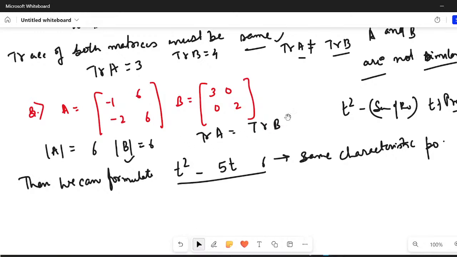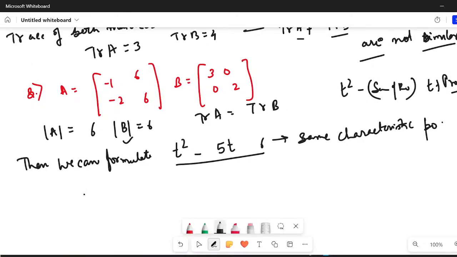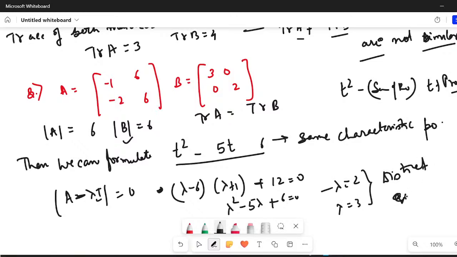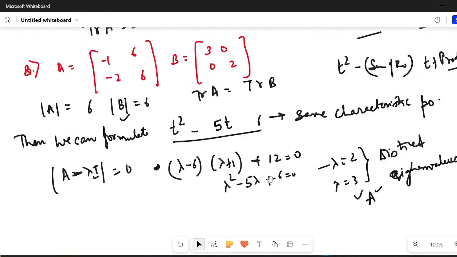Now let us try to find what would be the eigenvalues of A, for which I will find determinant of A minus lambda I equal to 0. That will give me 6 minus lambda, so lambda minus 6 into lambda plus 1, minus of plus 12 equal to 0. It will give me lambda square minus 5 lambda plus 6 equal to 0. So you are getting either lambda is equal to 2 or lambda is equal to 3. So clearly there are two distinct eigenvalues of A. Since there are two distinct eigenvalues of A, what does it imply? It implies that A is diagonalizable.